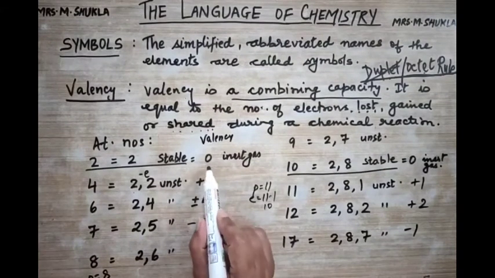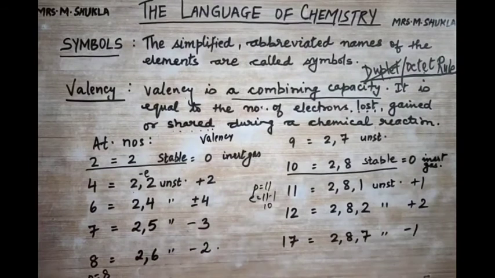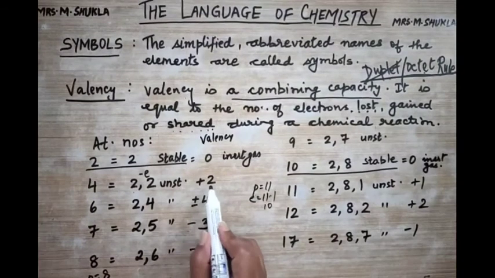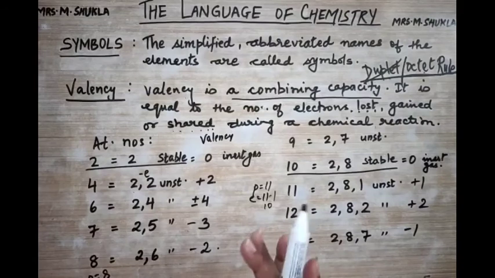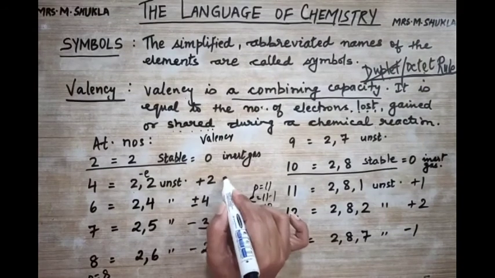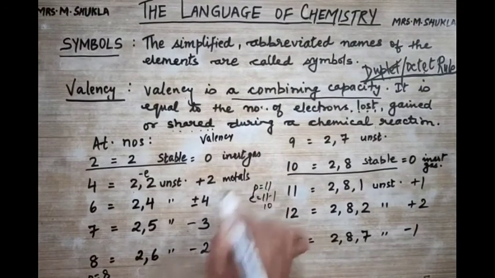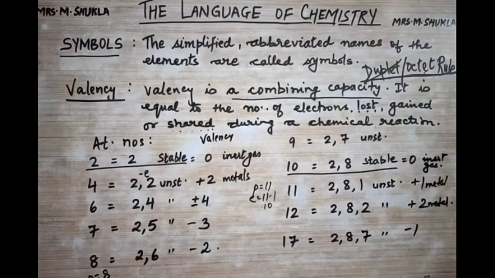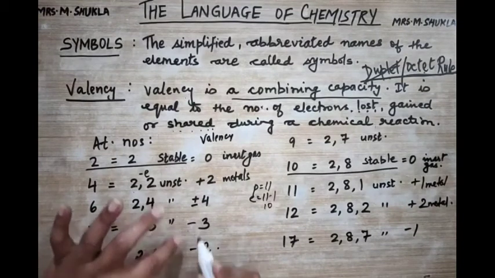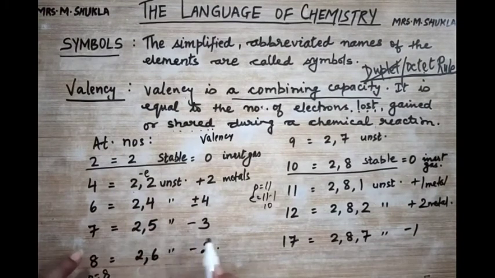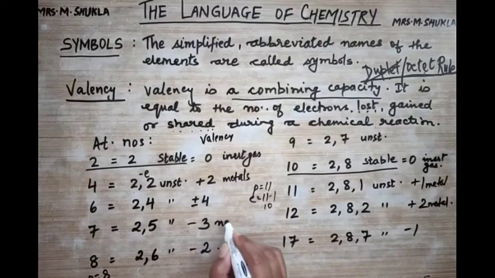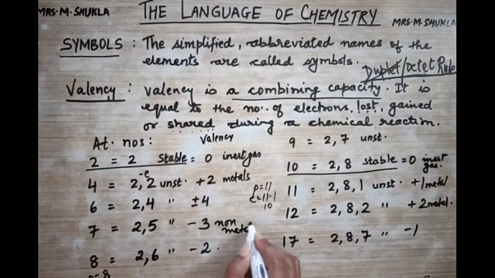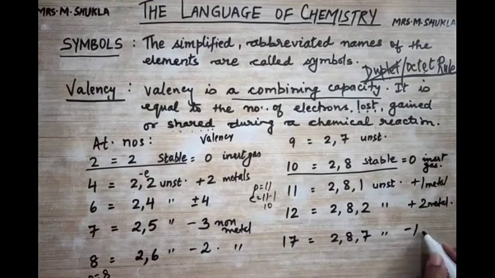As I have already told you, all those which are stable, they are inert gases. All those with plus sign, that is, all those who are losing electron, they are metals. So all plus ones, they are metals. Okay. Then here it is a metal. Here it is a metal. Fine. All the electronegative ions, what are they? They are non-metals. This is a non-metal, this is a non-metal, and this is also a non-metal.